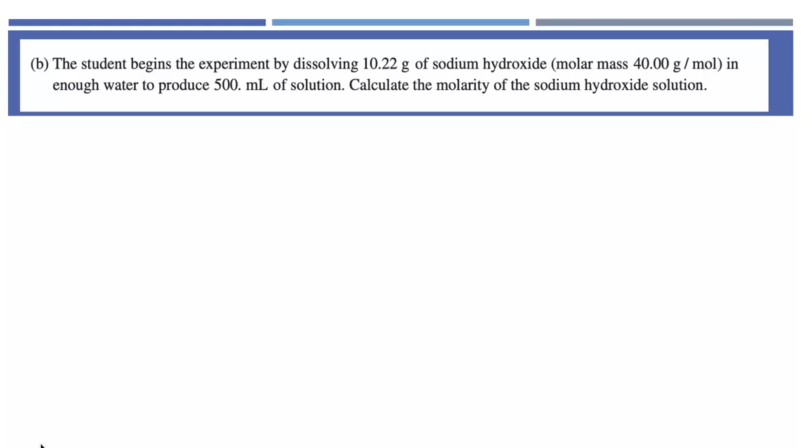The student begins the experiment by dissolving 10.22 grams of sodium hydroxide, and we're given the molar mass, in enough water to produce 500 milliliters of solution. Calculate the molarity of the sodium hydroxide solution. So molarity, it's the molarity formula. This is an equation that I recommend you memorize instead of taking the time to look it up on your formula sheet. So it's moles of solute over the total volume of the solution in liters, not the volume of the solvent, total solution volume.